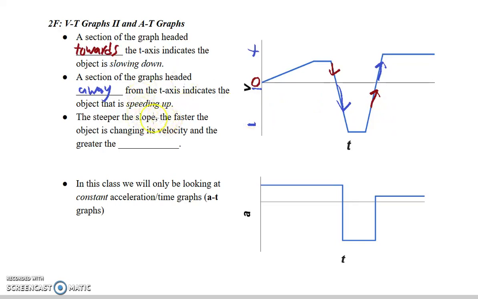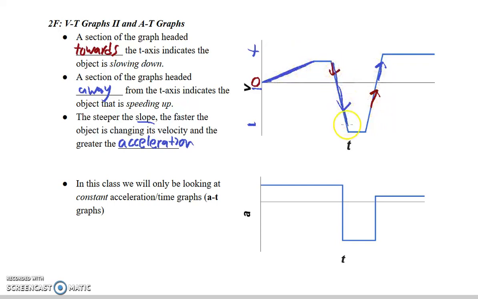And the last thing, what does the slope mean on a VT graph? If you see a line that's not flat and has some non-zero slope, it's going to mean something. The steeper that slope is, the faster the object is changing velocity and the greater the acceleration. For example, this section right here is definitely moving, so there's definitely an acceleration right here. It's definitely changing its velocity, but it's pretty gradual.